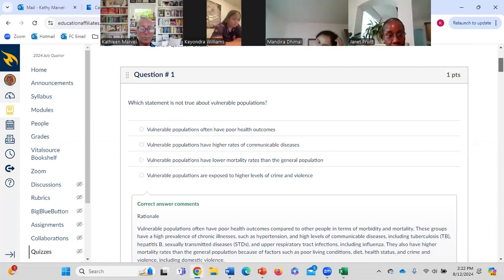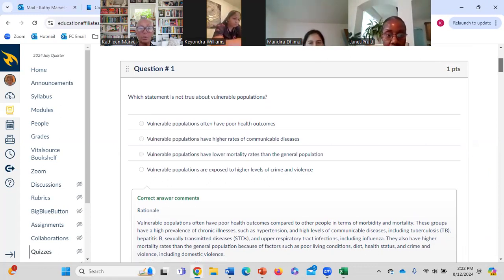Which are the correct answers here? Which is true? Which is not true about vulnerable populations? C. C, and why is that? Because they have a higher mortality rate. They're much more at risk. Are you guys enjoying the rationales? Do those help? Hopefully, as you're studying for your exams, you go back and have a look at these rationales from the quizzes. You should use those as part of your review.